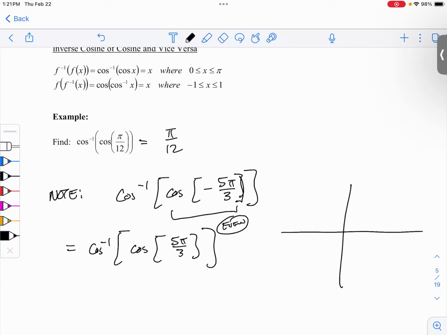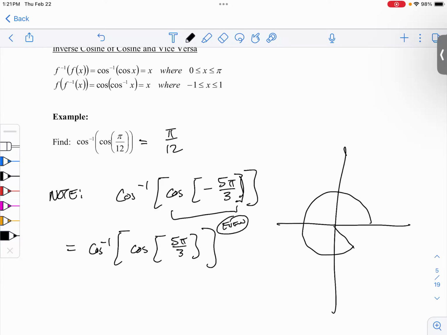Okay, so 5 pi over 3, that one's a little bit easier. 6 pi over 3 is a full circle, so 5 pi over 3 is somewhere about there, which again means my reference angle is pi over 3. Cosine of pi over 3 is one half.